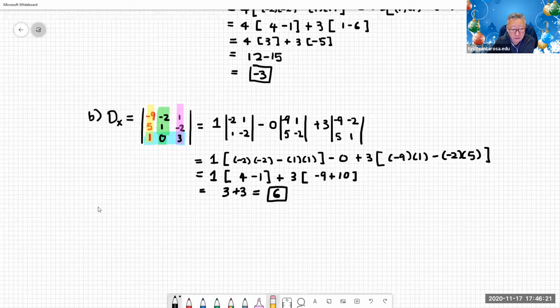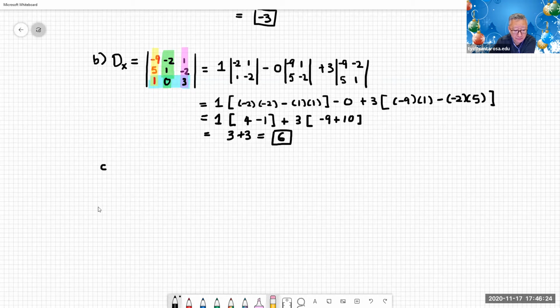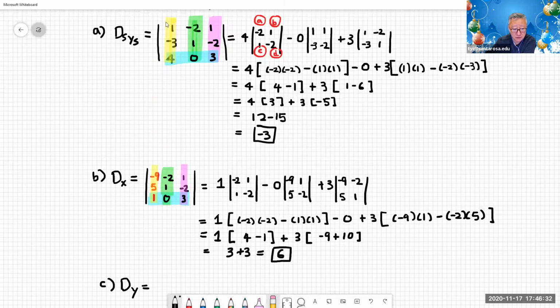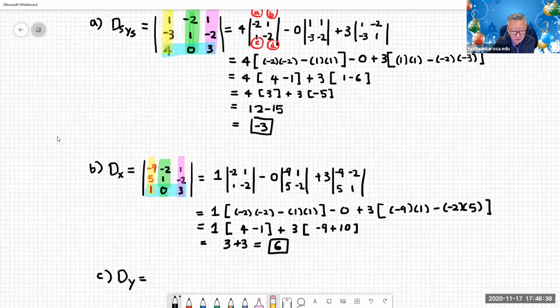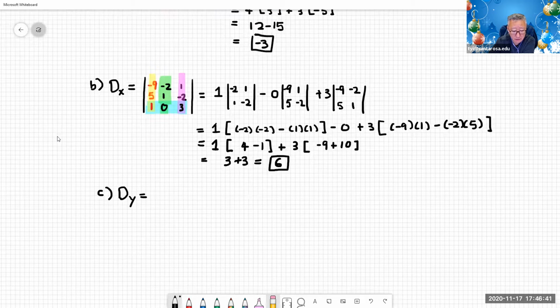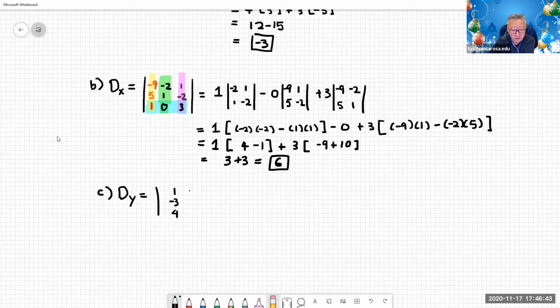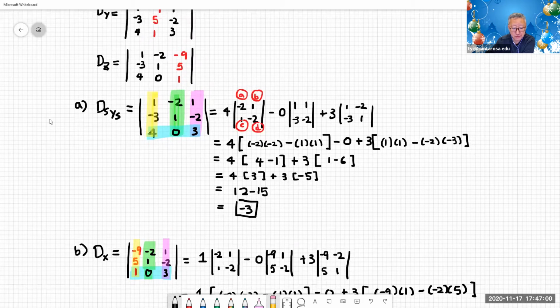All right, let's look at the C. D of y. Now remember, the y column becomes the constant column, right? Because that's what you see here. So 1, minus 3 and 4, that's the x column. 1, minus 3 and 4. Minus 9, 5 and 1, and 1, minus 2 and 3. Okay, let's make sure.